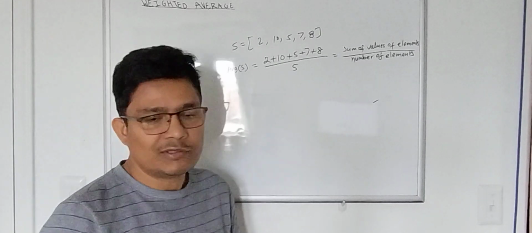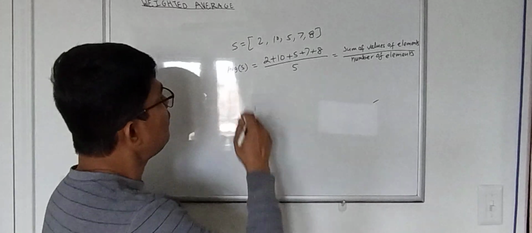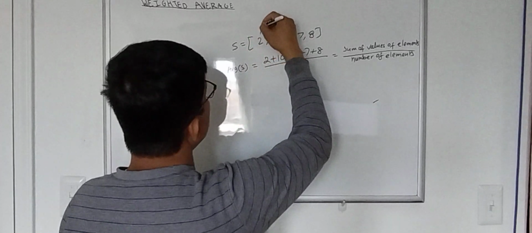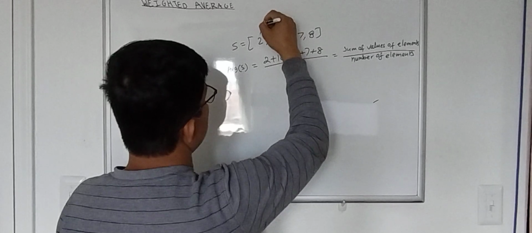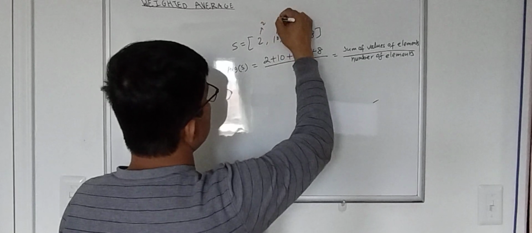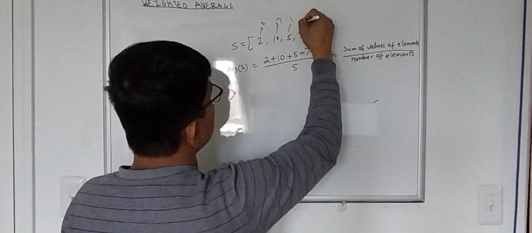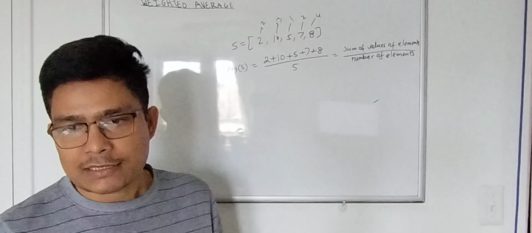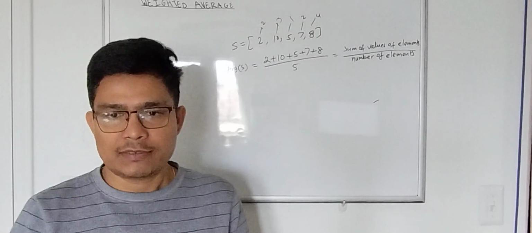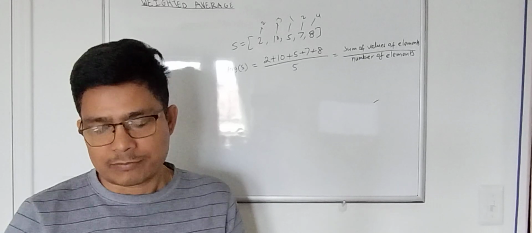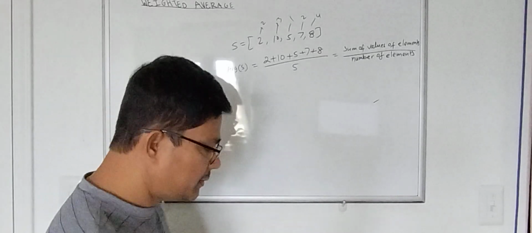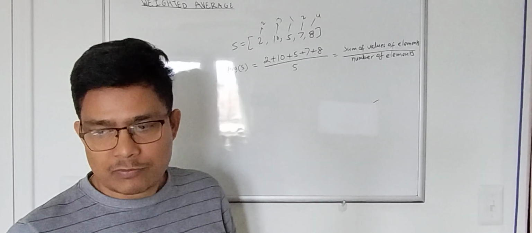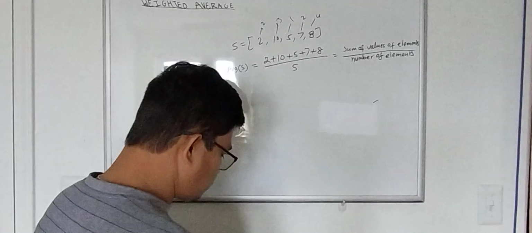But what if all these elements, they have some value, some weight assigned to it? Let's say this has 2, this has 3, this has 1, this has 2, and this has 4. So in that case, the concept of weighted average comes into the picture. I am giving an example. This is not a good example to understand the concept of weighted average.